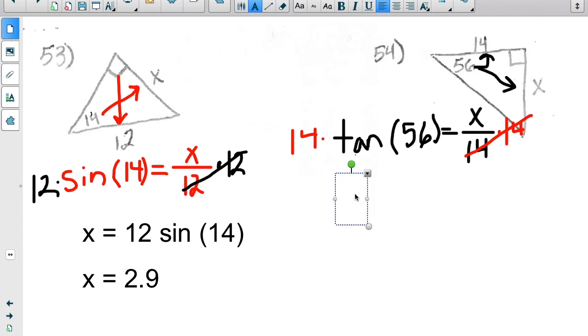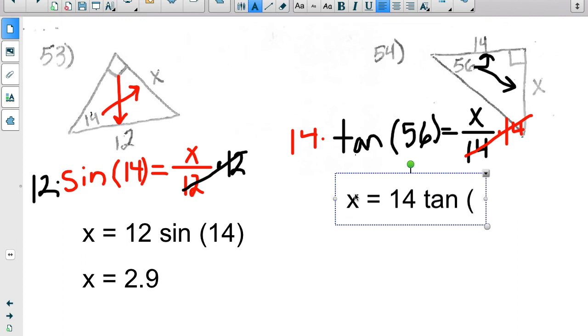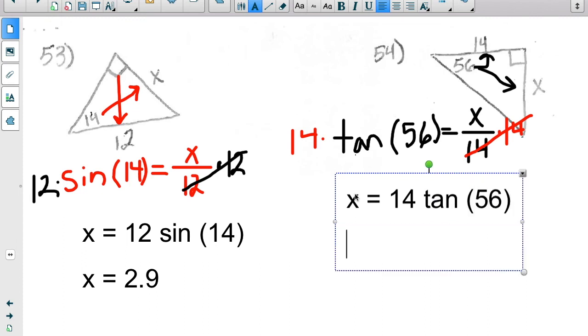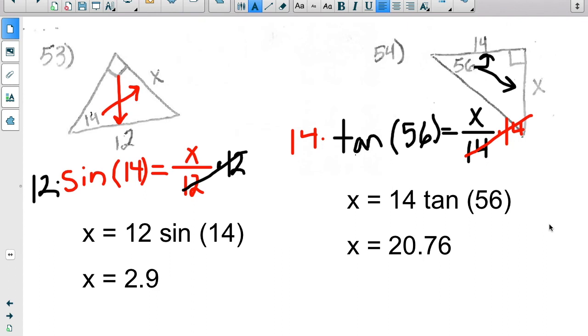And when I multiply both sides by 14, x is equal to 14 tangent of 56. Well, nicely enough, x is by itself. So we can type that into the calculator. 14 tangent of 56. And if we type that in, we'll see that the value of x is 20.755 or 76. Either one works. So the length of the missing side, the value of x is 20.76. And that's all we need to do for this here.